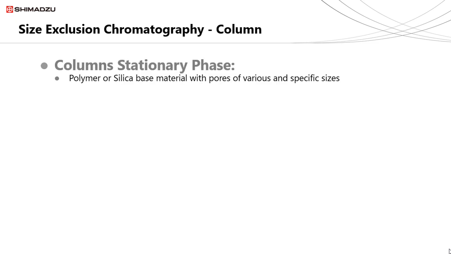These columns are usually polymer or silica, whose pore size is such that separation occurs due to the hydrodynamic volume or size of the compound. The mechanism of separation works similar to a sieve.